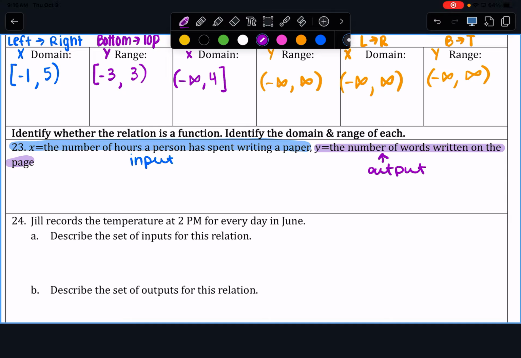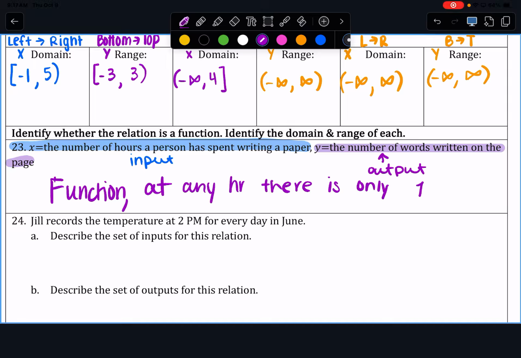Because for every hour, they're going to have a unique output of how many words they've written. Yes, that is a function. Okay, and the reason for that, at any point, or at any hour, there is only one word count. It is unique to however long they've been writing, how many words they have on their paper.